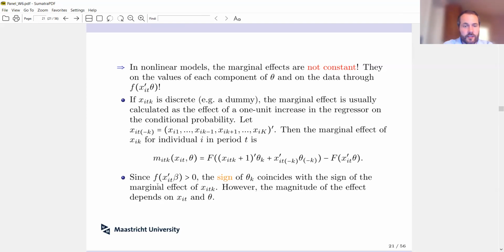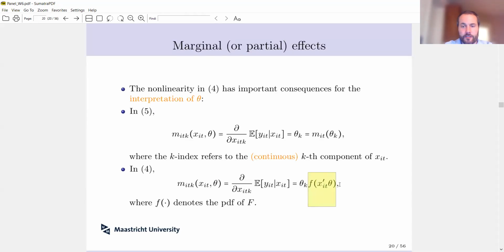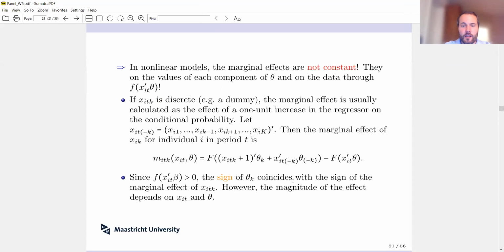Another thing to notice is that the PDF, this thing, is always positive. And therefore, the sign of theta will give you the sign of the marginal effect. So if this thing is positive, the marginal effect is also positive. However, the overall magnitude of the effect still depends on which data you plug in and on the remaining parameters. So the effect of one variable also depends on the parameter of another variable.